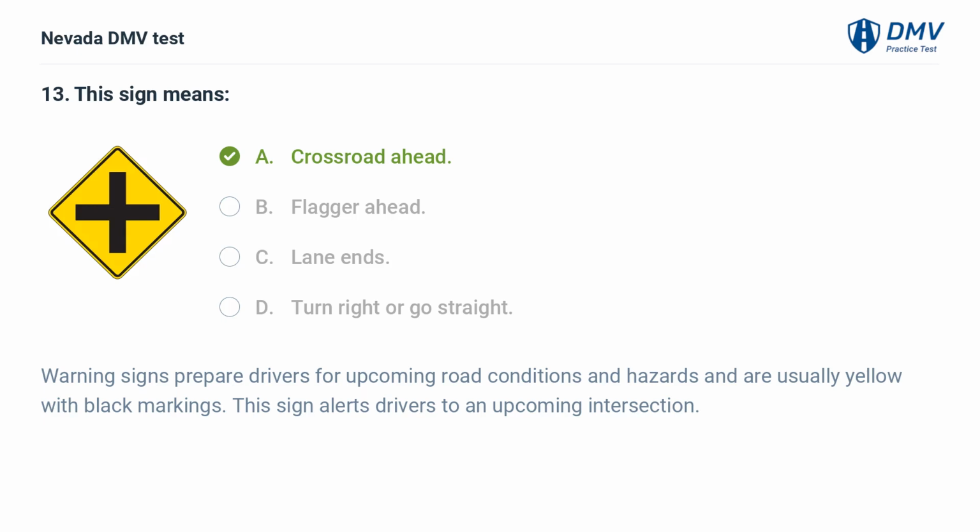Warning signs prepare drivers for upcoming road conditions and hazards and are usually yellow with black markings. This sign alerts drivers to an upcoming intersection.